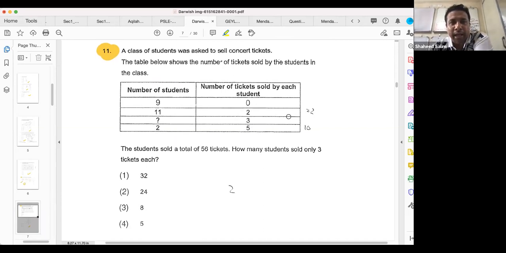A class of students was asked to sell concert tickets. The table below shows the number of tickets sold by the students in the class. So down here, 0 tickets sold by each student, 9 of them. So nothing sold. This one you got 22, correct? This one we do not know. This one you get 10. The total number of tickets sold is 56. 56 minus 22 minus 10. What's your answer then? 56 minus 32. So how much do you get?